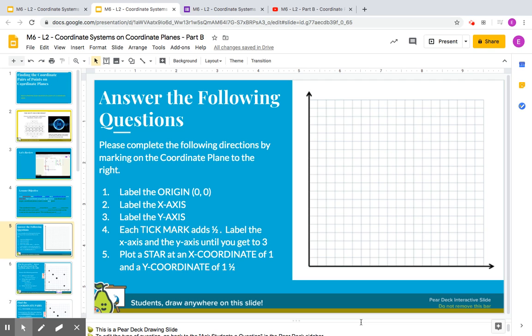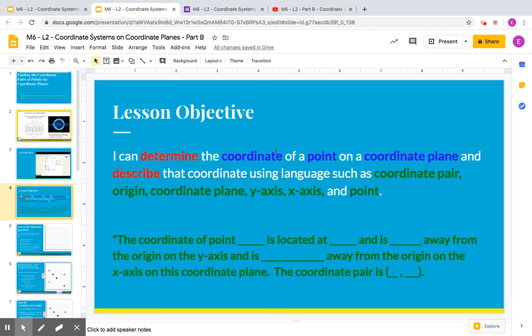You guys have off to the side a blank coordinate plane. Now we have to label some things and do some questions, 5 of them to be exact, based on what we know about coordinate planes, coordinate pairs, x-axis, y-axis, tick marks, and origins. All of the vocabulary that we've been working on.